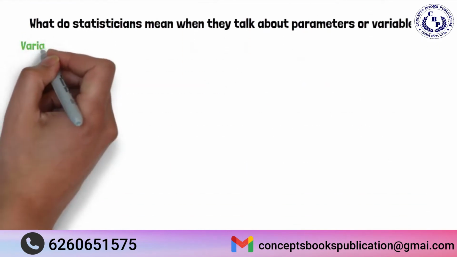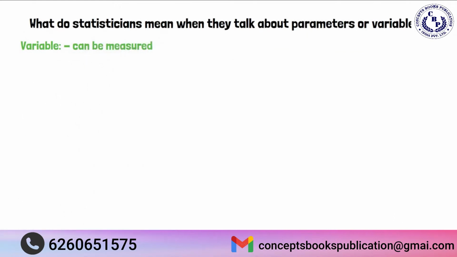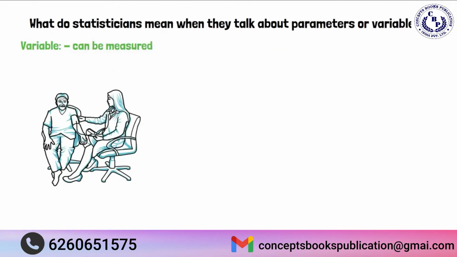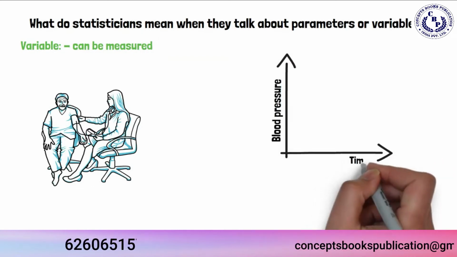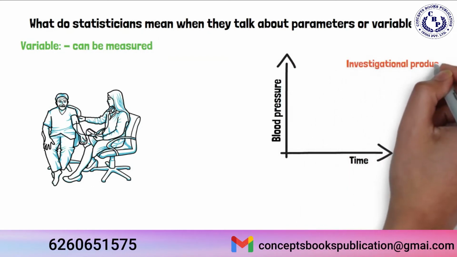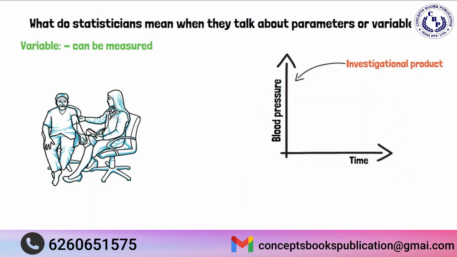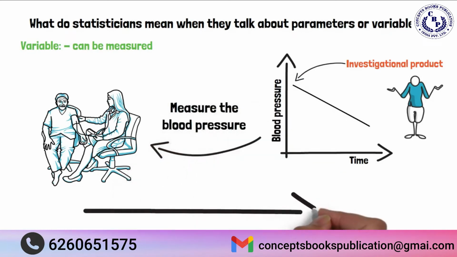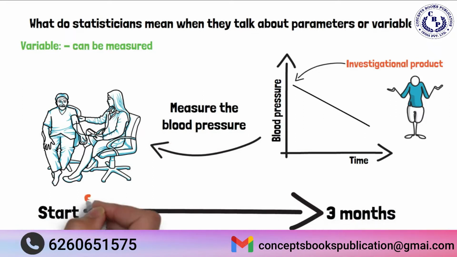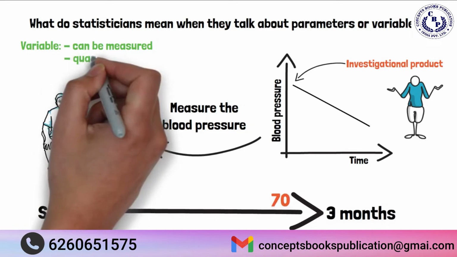In the frame of a clinical study, a variable is something that can be measured, like the blood pressure, for example. Let's assume as the main objective of our study we are interested if the investigational product is decreasing the blood pressure over time. What we can do to answer our question easily is to measure the blood pressure once in the beginning of the trial and then again after the patient used the product, let's say after 3 months. We can compare these values or variables directly.